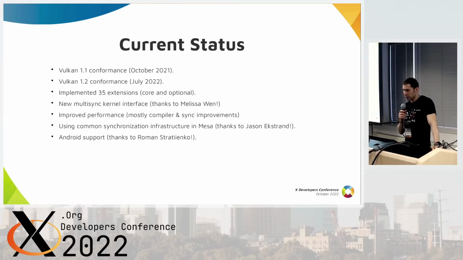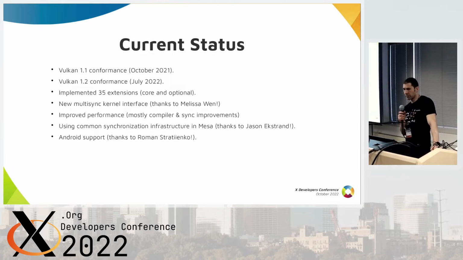So very quickly, the current status. Right after XDC last year, we gained conformance for Vulkan 1.1. That was in October. And more recently, in July this year, we gained conformance for Vulkan 1.2. Other than the work for getting these, we also implemented quite a few optional extensions in the driver. And one of the interesting changes is the new kernel interface.